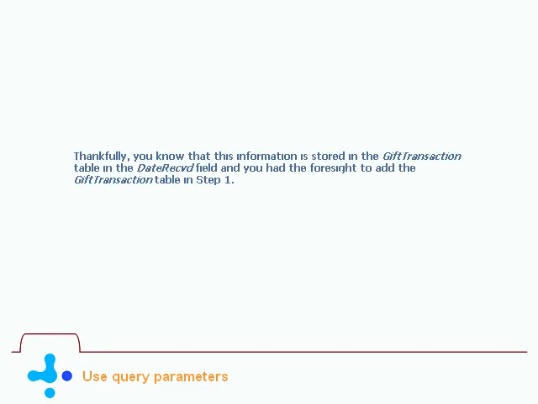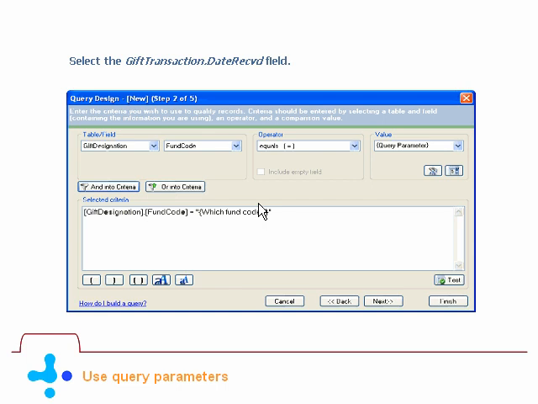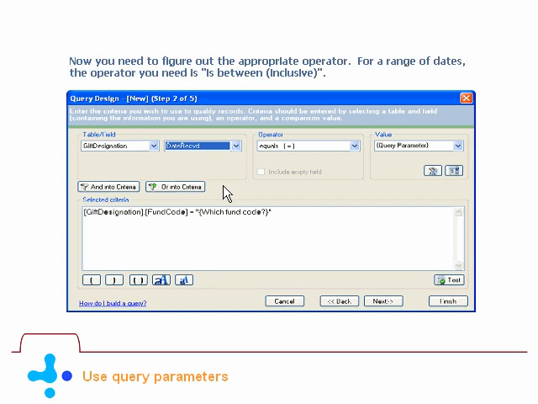Thankfully, you know that this information is stored in the gift transaction table in the date received field, and you had the foresight to add the gift transaction table in Step 1. Select the gift transaction date received field. Now you need to figure out the appropriate operator. For a range of dates, the operator you need is between inclusive.